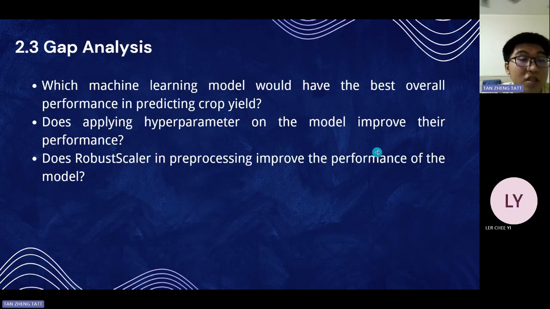So for the gap analysis, which machine learning model would have the best overall performance in predicting crop yields? Does applying hyperparameter tuning on the model improve its performance? Does the robust scaler in pre-processing improve the performance of the model?